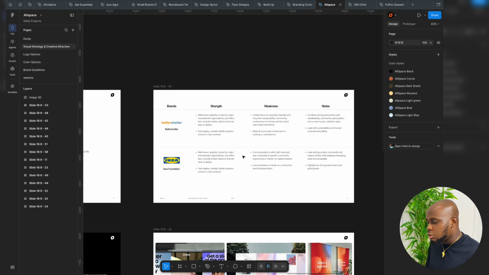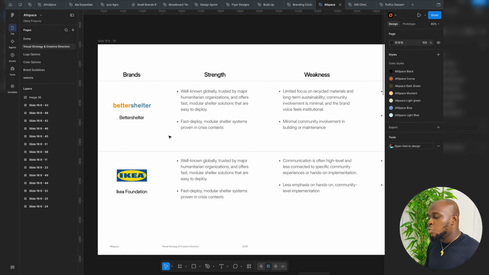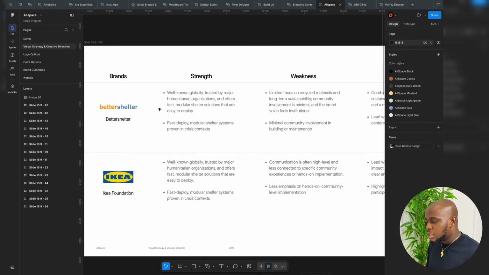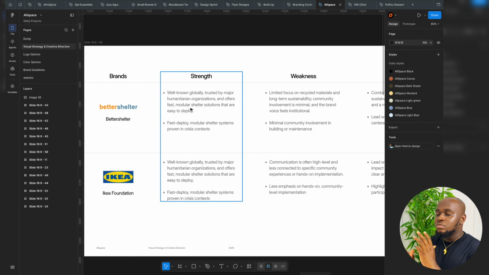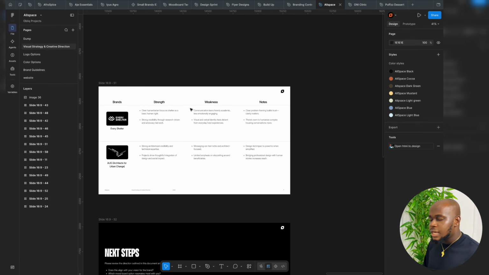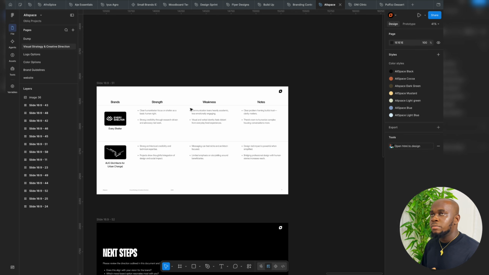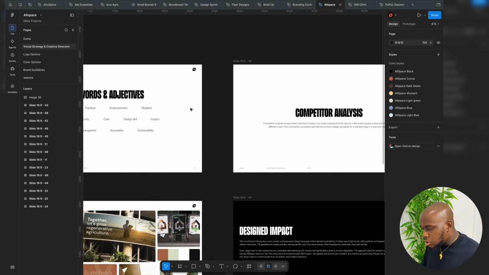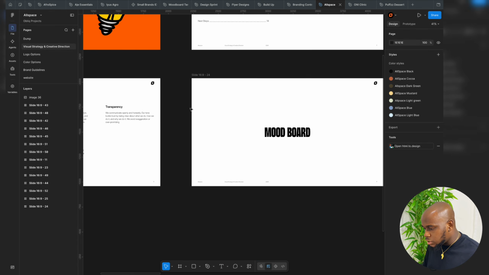And so we did a bit of competitor analysis. We outlined 4 brands that are their competitors. So we thought of Better Shelter, I Care Foundation. So Better Shelter. So not to waste any bit of your time, all these brands are basically brands that cater to housing solutions. So housing solutions brand, housing solutions NGO. Yeah. So we're able to get these brands together.